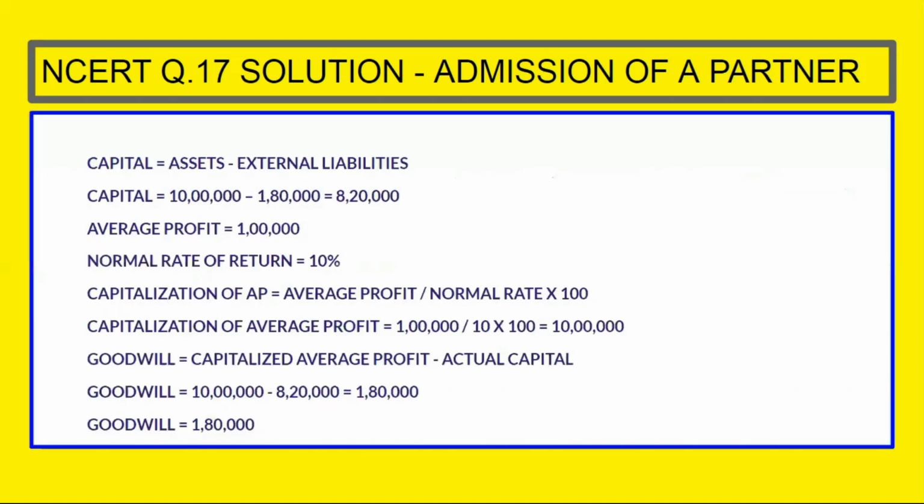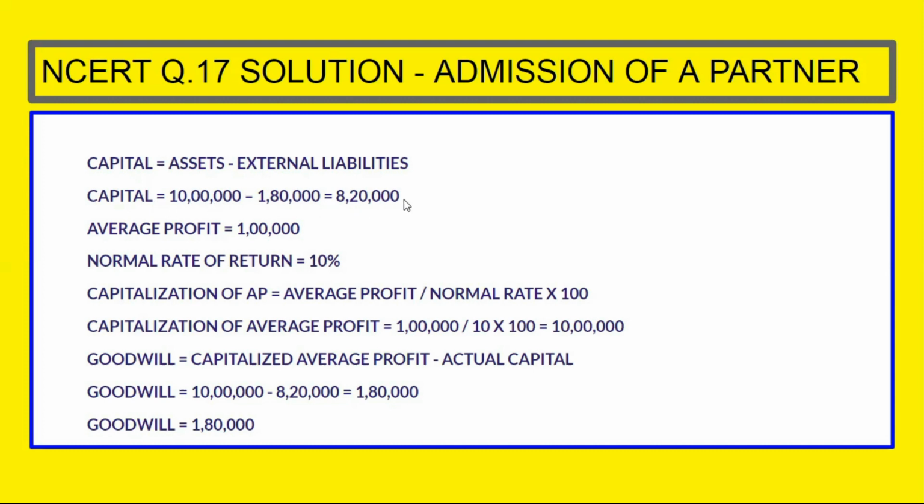Let's see the solution. First we need to find out the capital employed by the firm. Capital is very simple: capital means the total asset minus the outside or external liability. Here the total asset value is 10 lakh minus the total external liability of 1,80,000. Net worth or net asset value of the firm is referred to as capital.